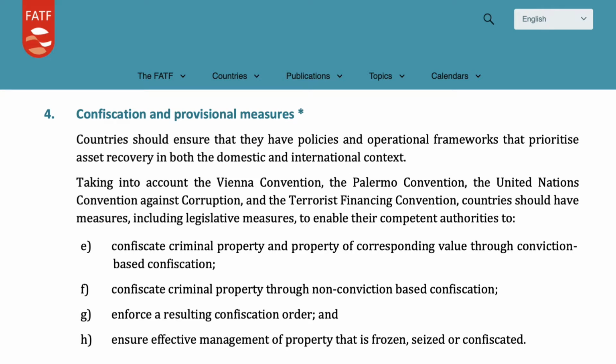E. Confiscate criminal property and property of corresponding value through conviction-based confiscation. F. Confiscate criminal property through non-conviction-based confiscation. G. Enforce resulting confiscation orders. And H. Ensure effective management of property that is frozen, seized, or confiscated.